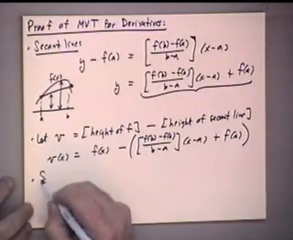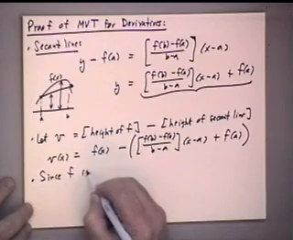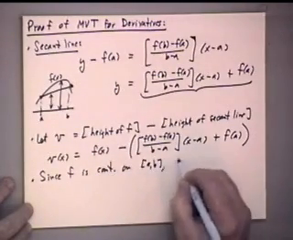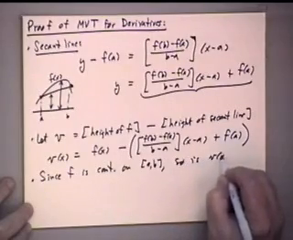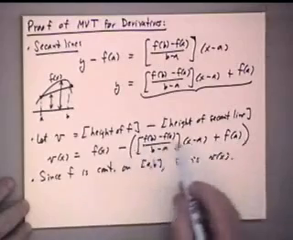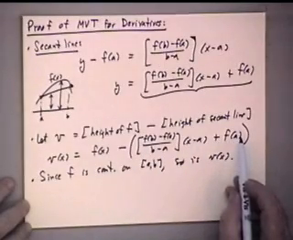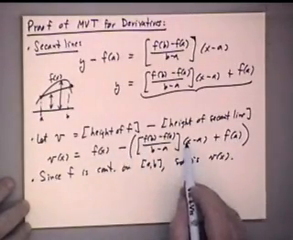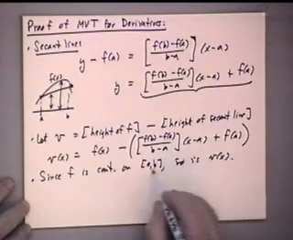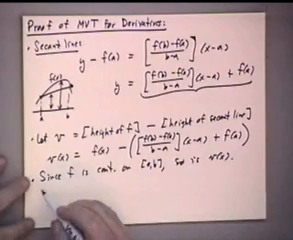Let's first note that since f is continuous on the closed interval [a, b], so is v(x). Why? Because f(x) is continuous, and what's this? This is just a line. So it's another continuous function. The difference of two continuous functions is continuous. So we have a continuous function on a closed interval.